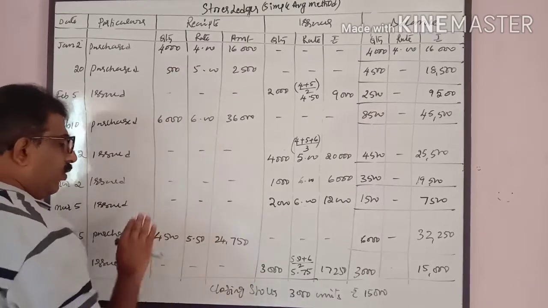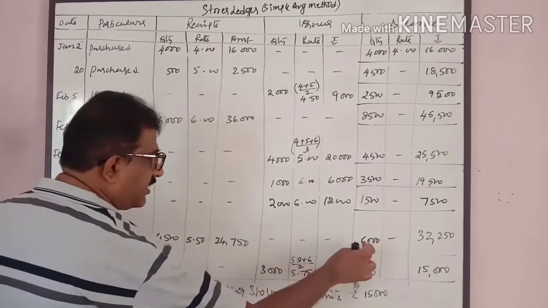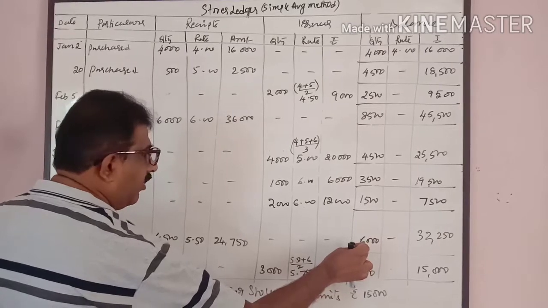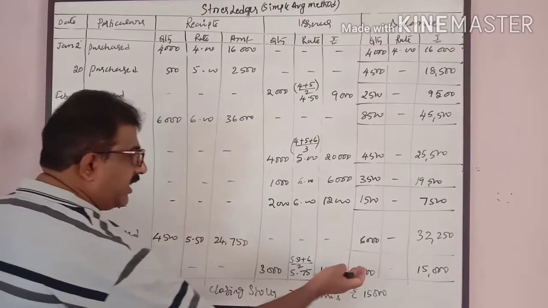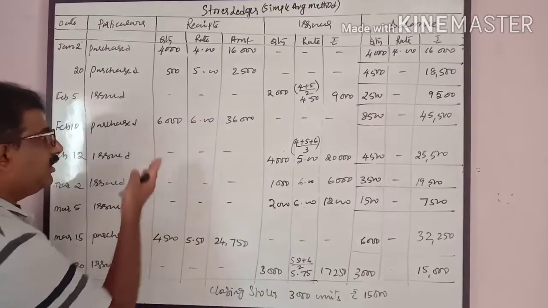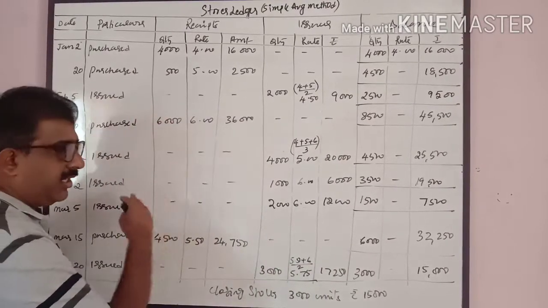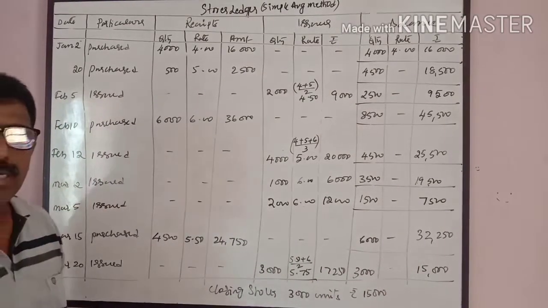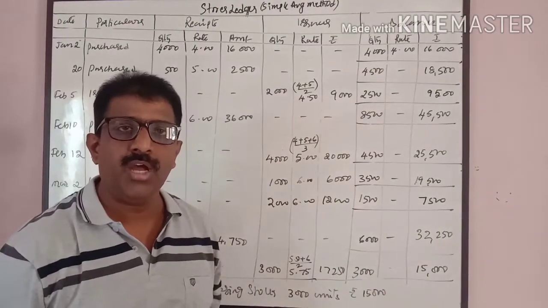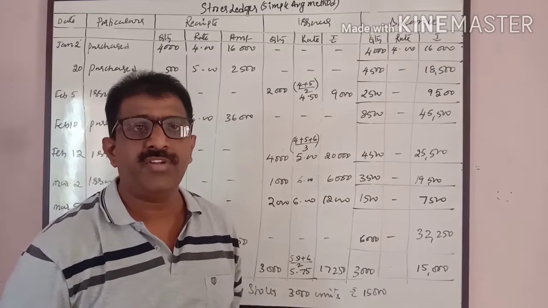Suppose if it belongs to this also, you have to take 3 values. If it is only, for example, here we have only 4,500 units, then we have to take only one price because it belongs to only this stock. This has been assumed to be exhausted. So this is how we prepare the stores ledger under the simple average method. Now let me work out the same problem under the weighted average method.